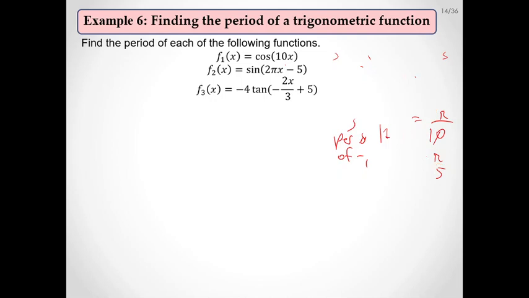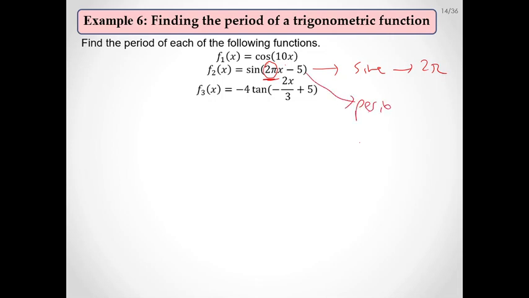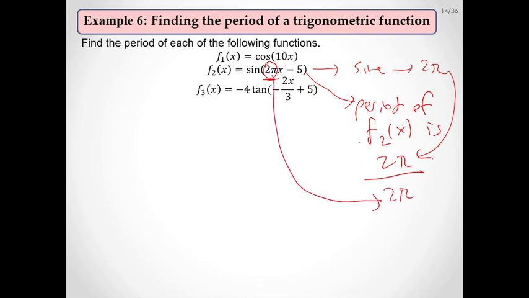Okay, let's see the others. For the others, we can tell them right away. Here sine has a period of 2 pi, and what is the coefficient of x inside? So the period of f sub 2 of x is 2 pi, I'm writing from here, divided by this 2 pi here, but it's the absolute value. Sometimes there's a negative, so you have to put the absolute value there, but here it's not very important, it's just 1.